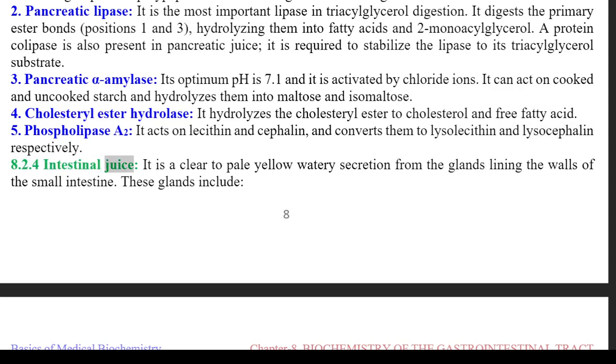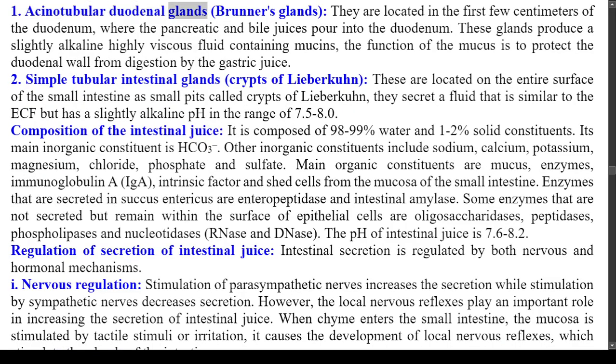8.2.4 Intestinal juice. It is a clear to pale yellow watery secretion from the glands lining the walls of the small intestine. These glands include 1. Acinotubular duodenal glands, Brunner's glands. They are located in the first few centimeters of the duodenum, where the pancreatic and bile juices pour into the duodenum. These glands produce a slightly alkaline, highly viscous fluid containing mucins. The function of the mucus is to protect the duodenal wall from digestion by the gastric juice.